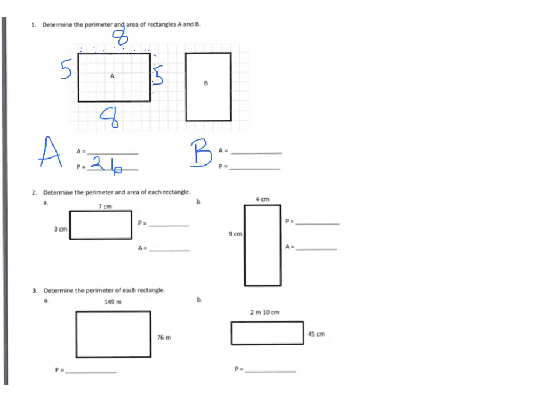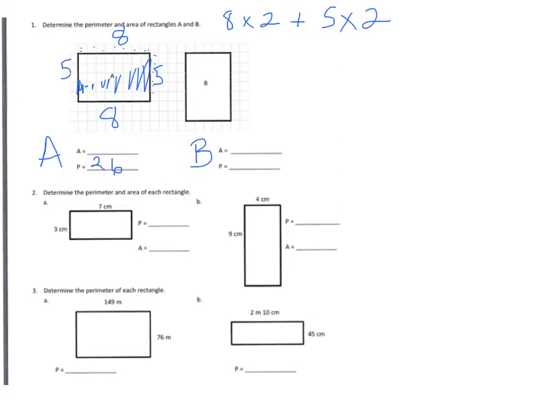Now, there's an easier way of doing that. What we could say is that 8 times 2 plus 5 times 2 would equal the perimeter. Now, what is the area? Well, the area is how many squares are actually covering the entire inside of this. We can count every square. Sure, you could do that. But what is this? This makes an array, correct?